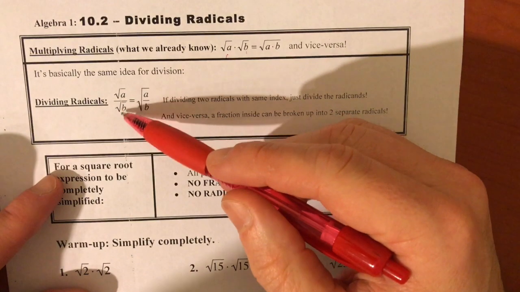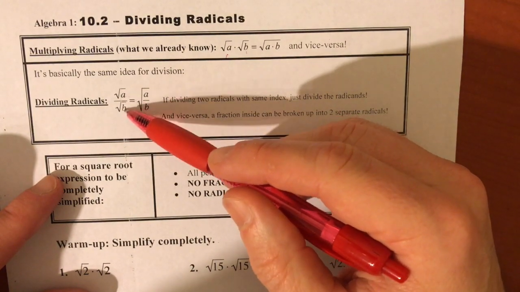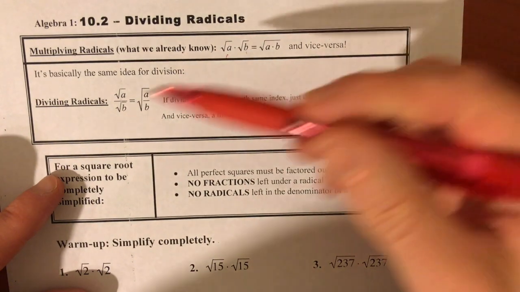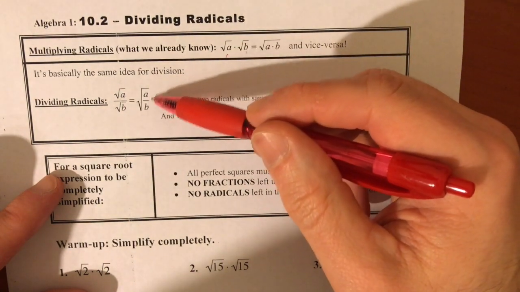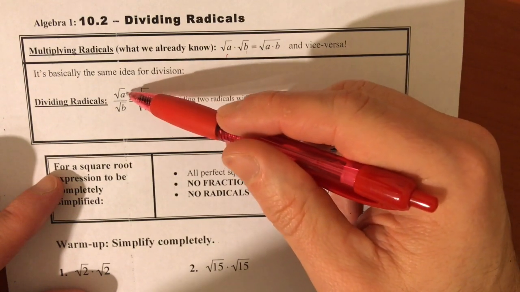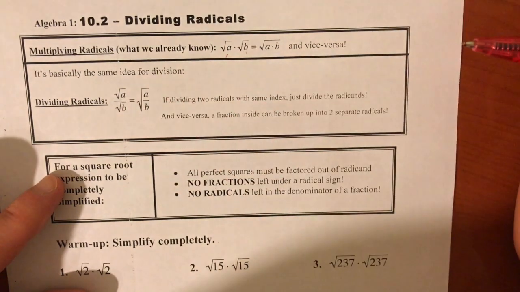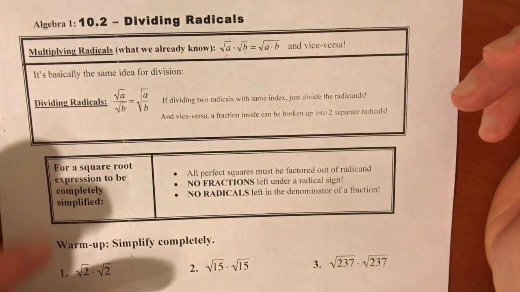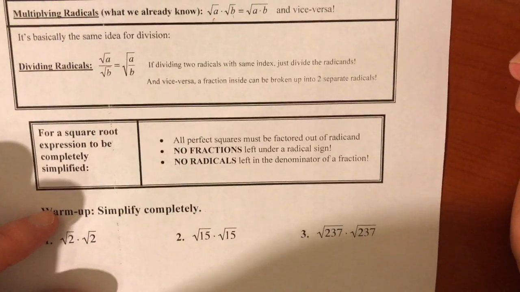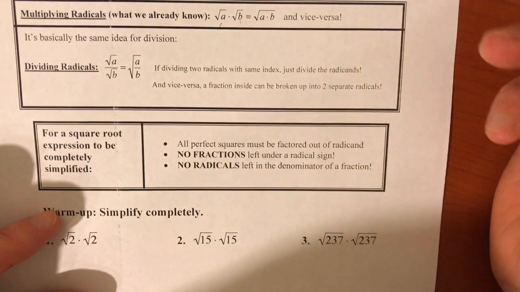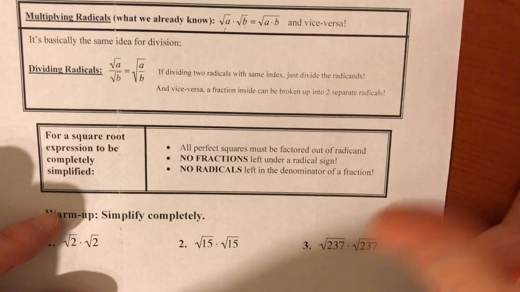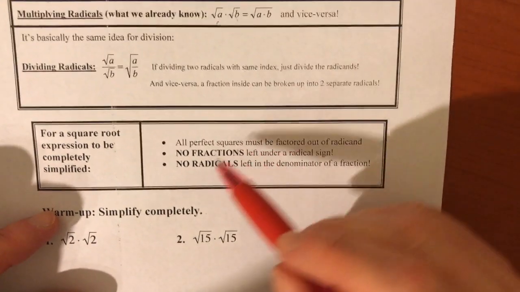If you're dividing two square roots by each other, you can put it under one big square root and divide the two numbers. Likewise, you'll have to, from time to time, go the other way. If you have a fraction inside, you'll have to break it up and do two separate square roots. And we'll talk about why that is. Part of it is just math grammar. But here are a few rules for your square root answers to be in complete simplified form.